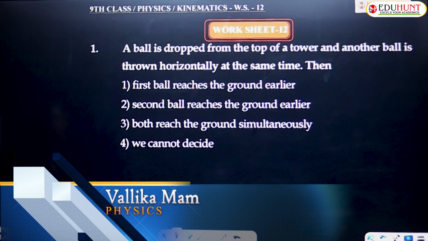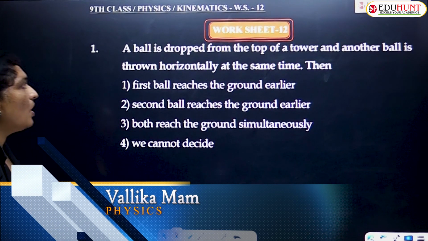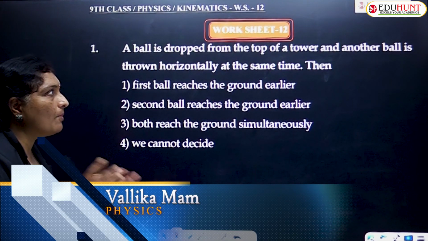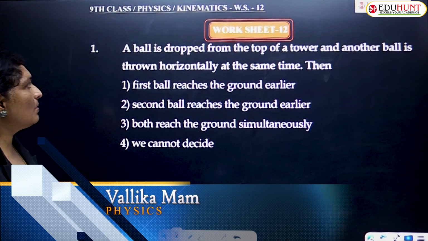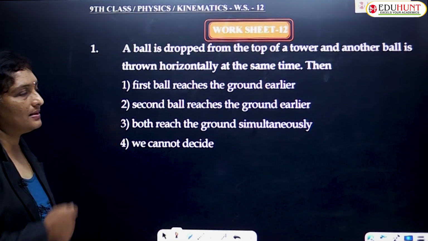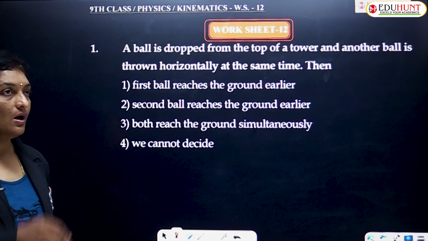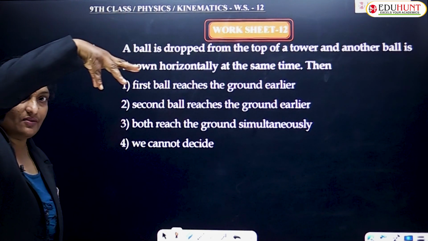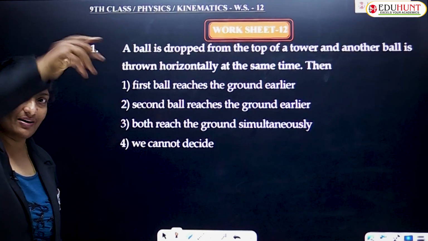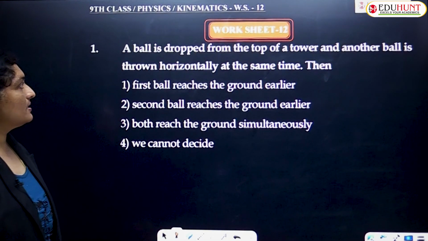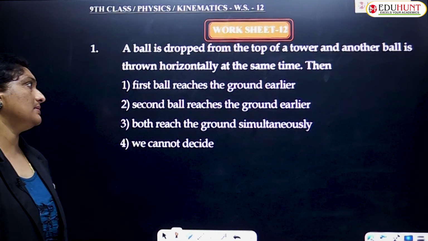So moving to worksheet number 12, first question. A ball is dropped from the top of a tower and another ball is thrown horizontally at the same time. I hope you got the concept. One ball is simply released from the top of a tower with initial velocity u, and another ball is thrown horizontally at the same time.